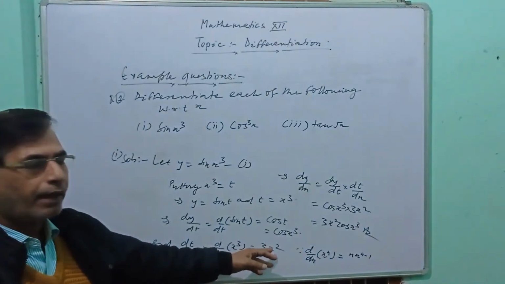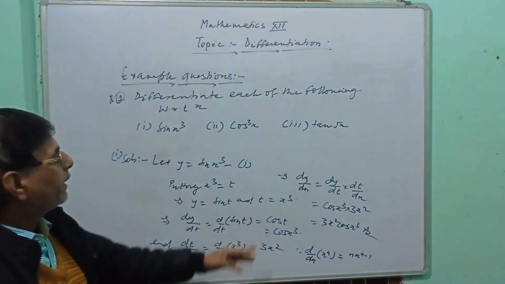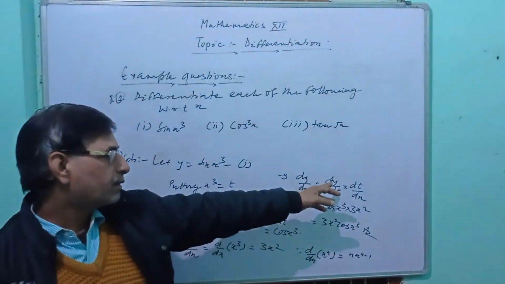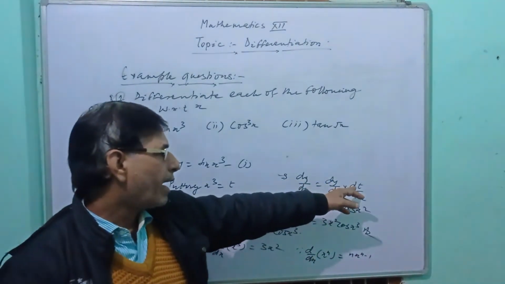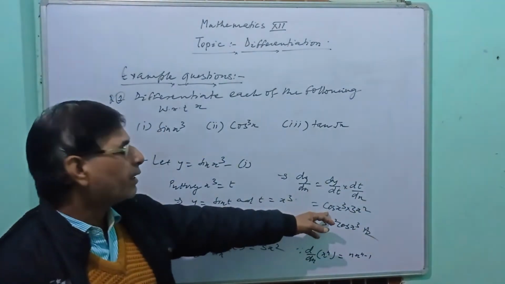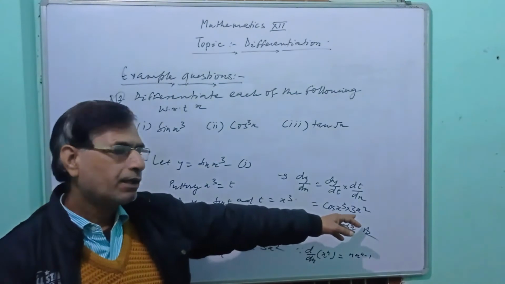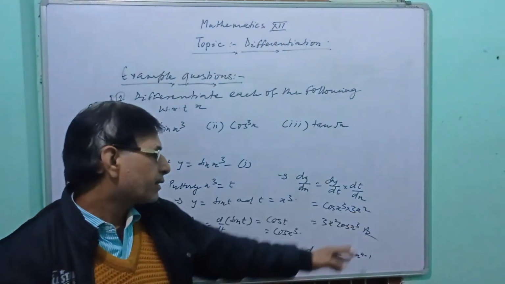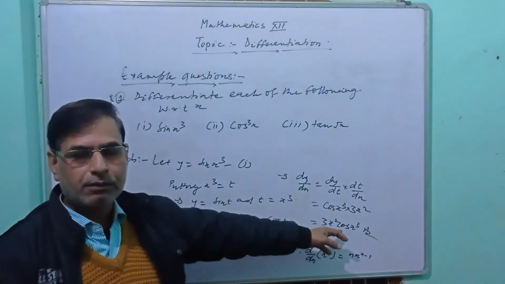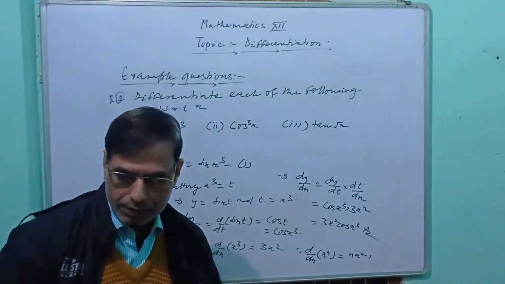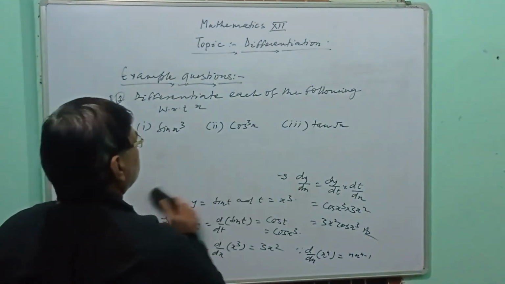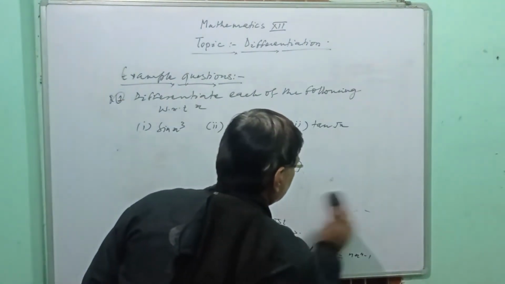Then according to chain rule, dy by dx is equal to dy by dt into dt by dx. This is equal to cos x cube into 3x square, which is equal to 3x square into cos x cube. This is the solution of this question. The next question, second question.